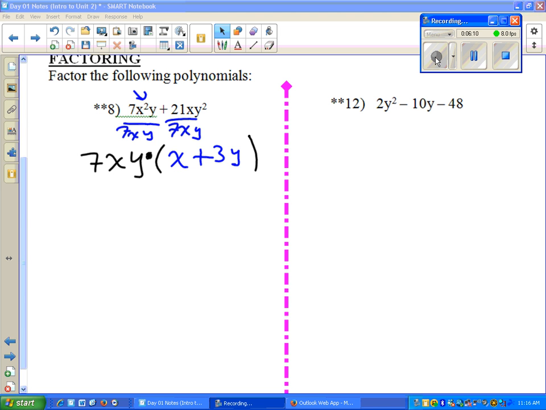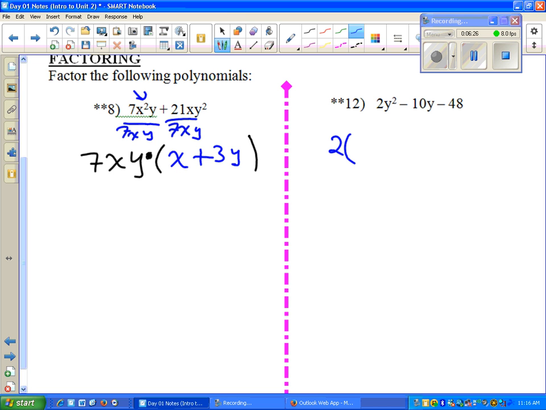Number 12. Again, anytime you're given something and you want to factor, you want to look at your greatest common factor. 2y squared minus 10y minus 48. What is my greatest common factor of all three terms? 2. Again, we normally don't show the divide by 2 for each term, but that's what we're doing. If I take 2y squared and divide by 2, what am I left with? Y squared. Negative 10y divided by 2, what am I left with? Negative 5y.